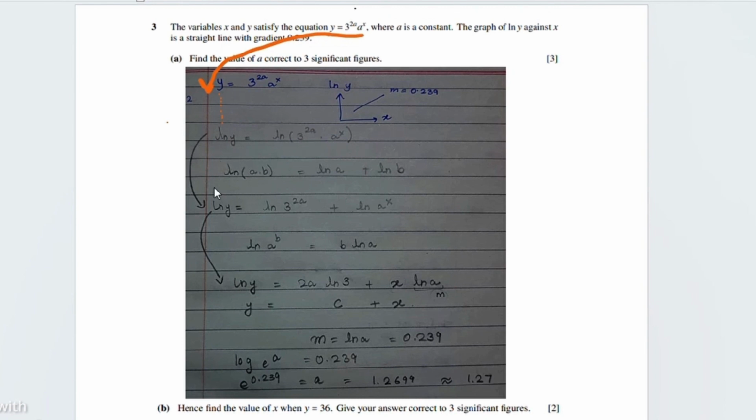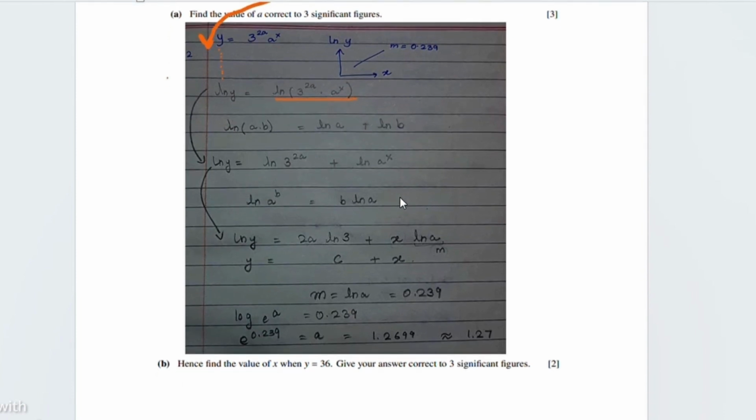Let me talk about some of the log rules. If the log of a product is being applied, you can break this down into log of a plus log of b. This works for ln and logs of any other base likewise. So what I've done over here is take this 3 to the power of 2a multiplied by a to the power of x and break it down, so it becomes ln of 3 to the power of 2a plus ln of a to the power of x.